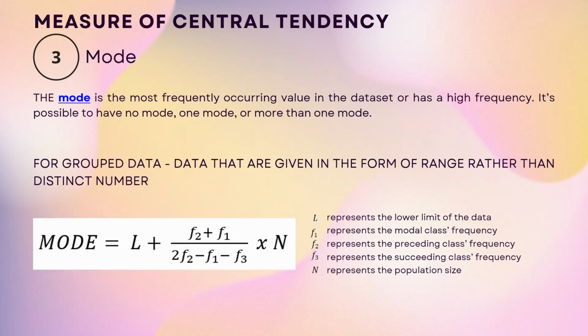Meanwhile, for the grouped data, it is the data that are given in the form of range rather than distinct numbers. It is mathematically represented as mode is equal to L, or the lower limit of the data, plus f sub 2, which represents the preceding class frequency, plus f sub 1, or the modal class frequency, divided by 2 times f sub 2 minus f sub 1 minus f sub 3, or succeeding class frequency, times n, the population size. It's crucial to understand the nuance and differences between these measures.